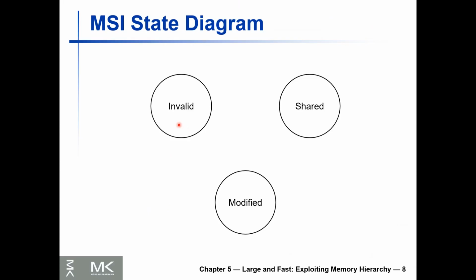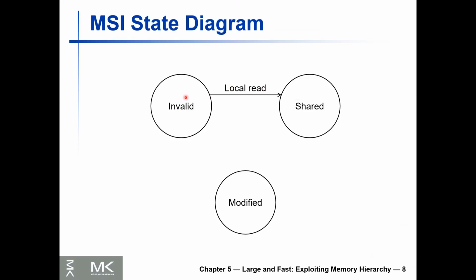If I read a block, I go to the shared state, because it was invalid. I didn't have it. I read it, so I'm going to bring it into my cache, but I'm in the shared state because it's okay if other people also read it. No problem if somebody else has it, because I'm only reading it and I'm okay with sharing it. So we go to the shared state.